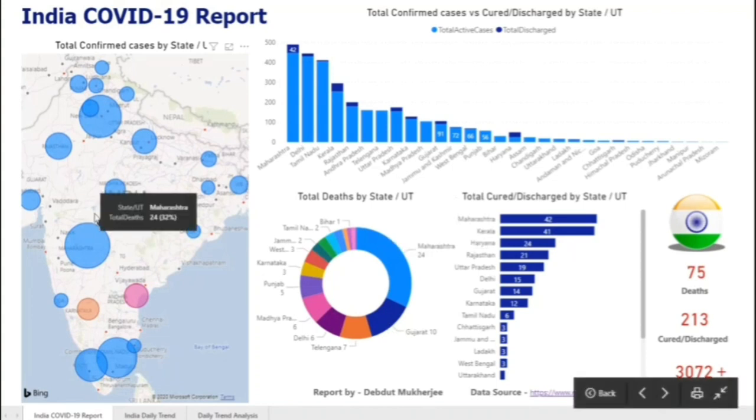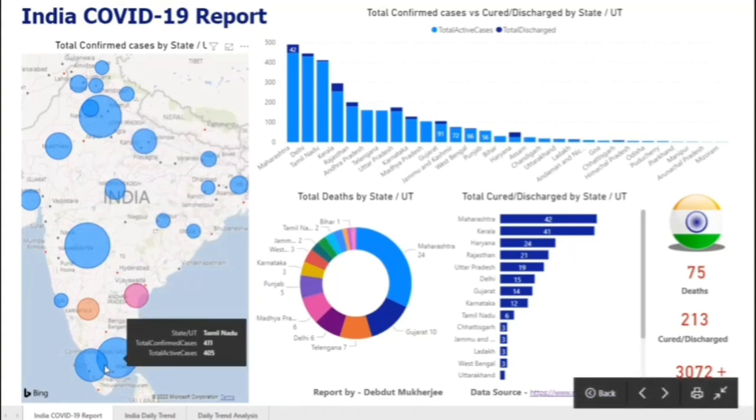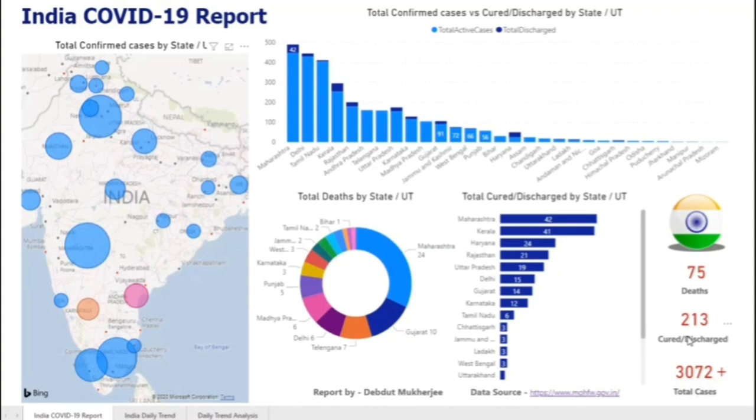Then we'll focus on some of these states like Delhi, Maharashtra, Tamil Nadu, and Kerala, because those are the important ones which are causing a lot of issues. As of now, I'm recording the video on the 5th of April, and the time is almost 1 a.m. So the new data has not refreshed for the 5th. The data that I have at the moment is mostly data for 4th April.